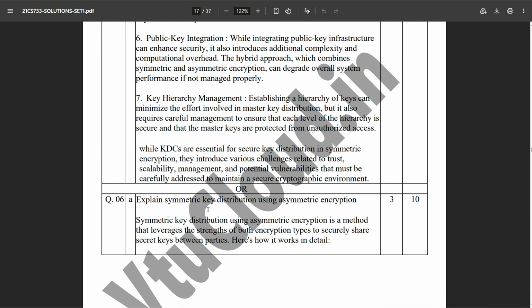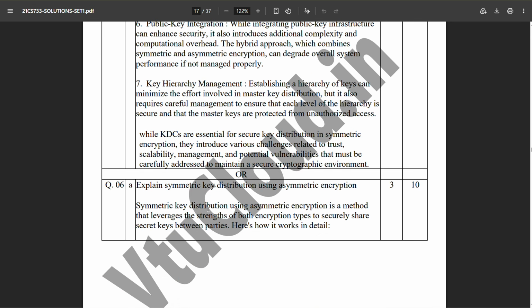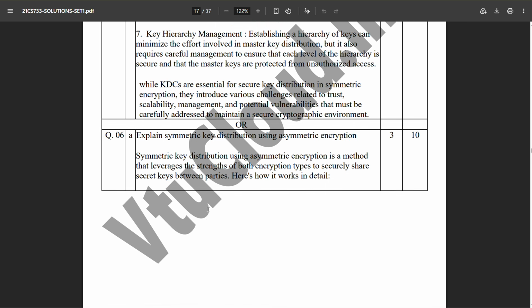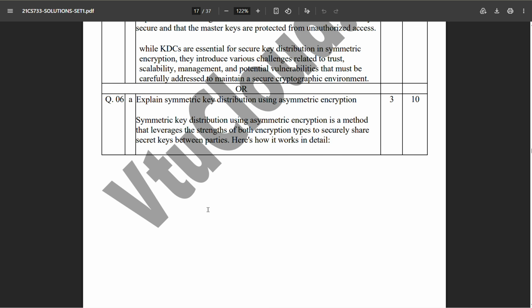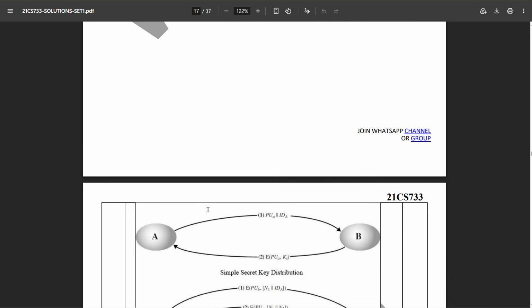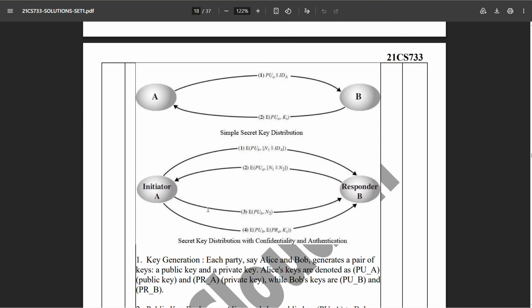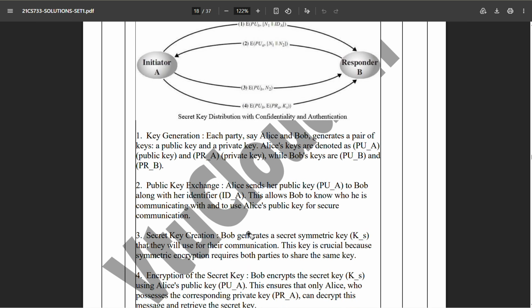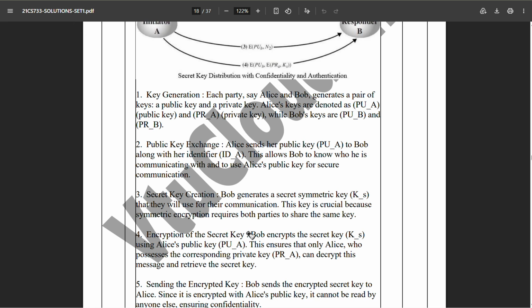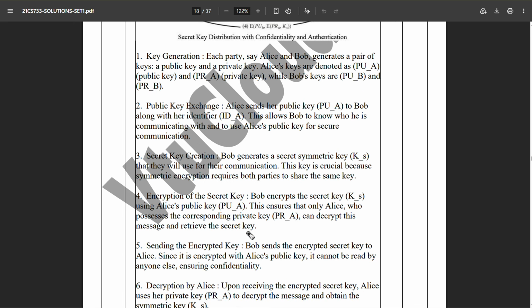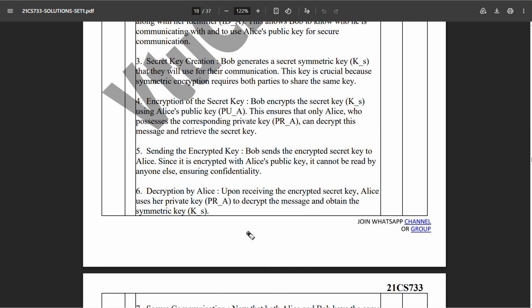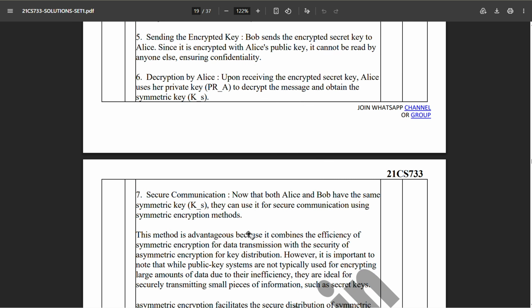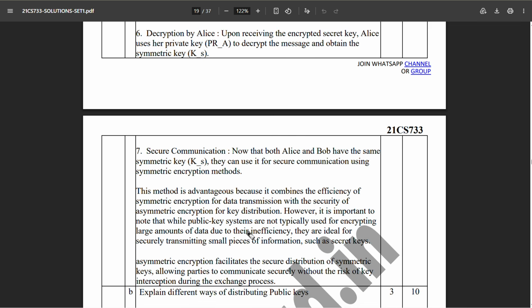And coming to the sixth question, explain symmetric key distribution using asymmetric encryption. Similar to the previous question, here you have to explain using asymmetric encryption. This is the diagram for simple secret key distribution and secret key distribution with confidentiality and authentication. The steps included are key generation, public key exchange, secret key creation, encryption of the secret key, sending the encrypted key, decryption by Alice, and secure communication is the final step.